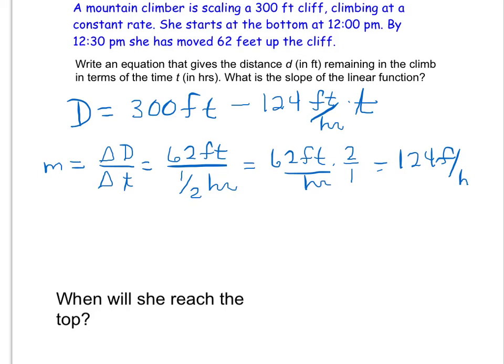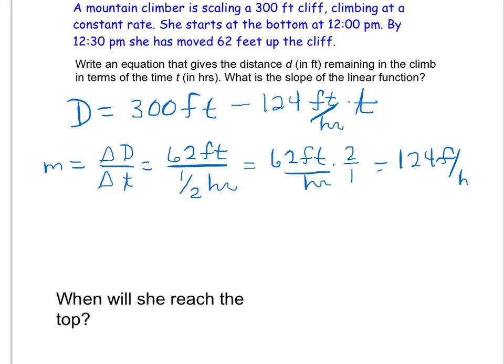So why don't you stop and look back over that. We had the 300-foot cliff, so that's all the distance she has to cover. We figured out her pace, 62 feet per half hour, which is 124 feet per hour. That became our slope. And again, why is it a minus? Because that rate of climbing every hour is taking away from the distance that she has to climb. So that becomes our formula.